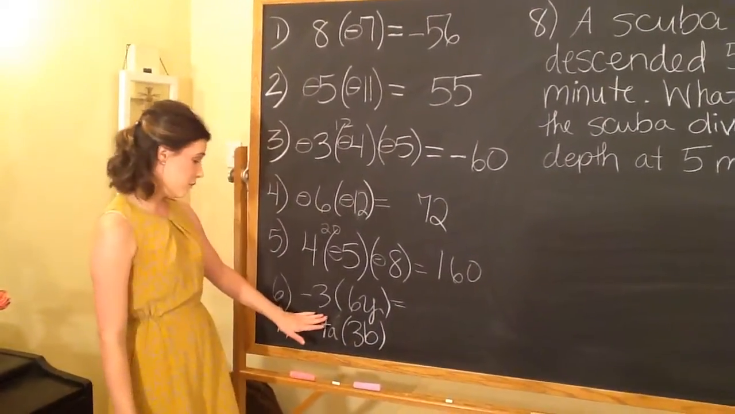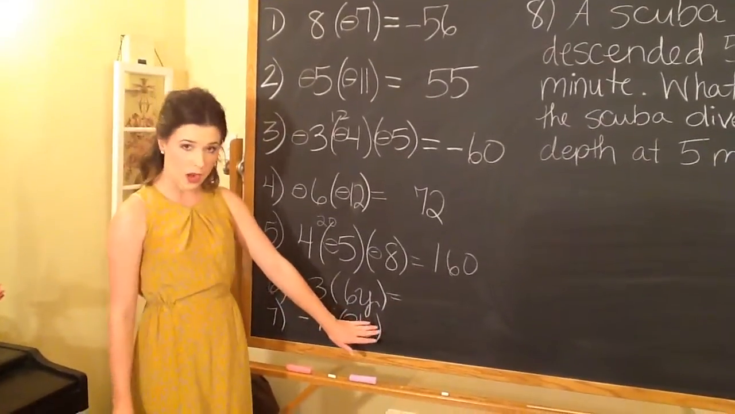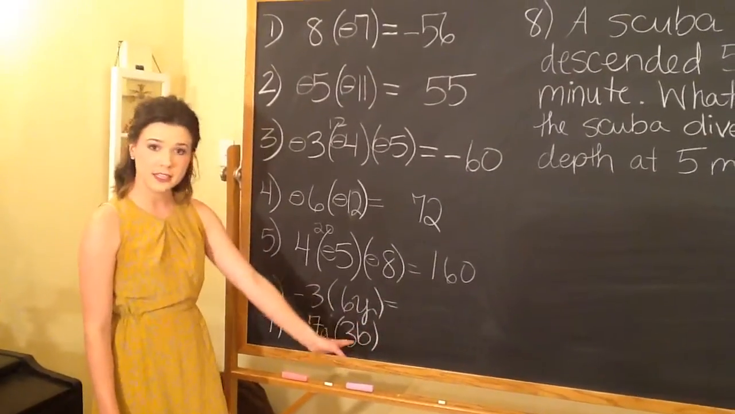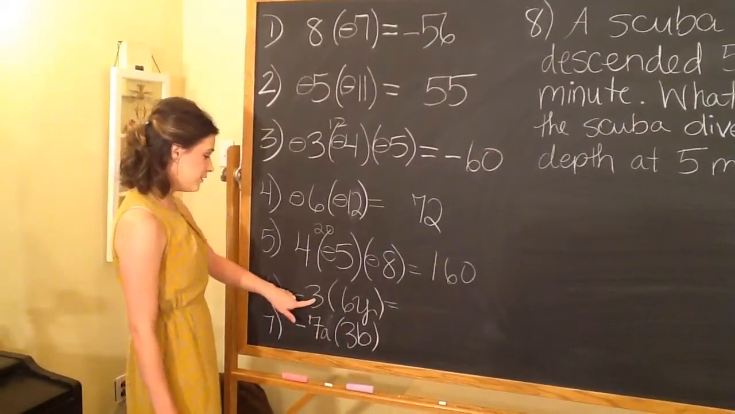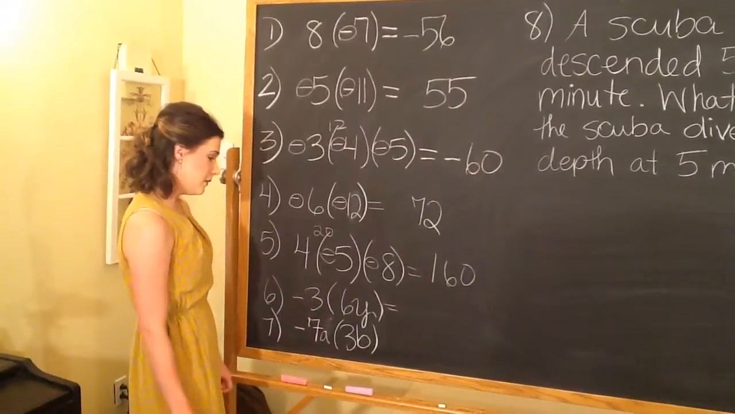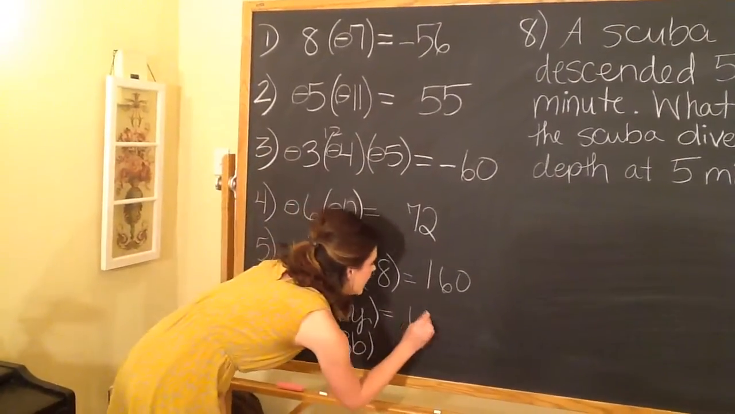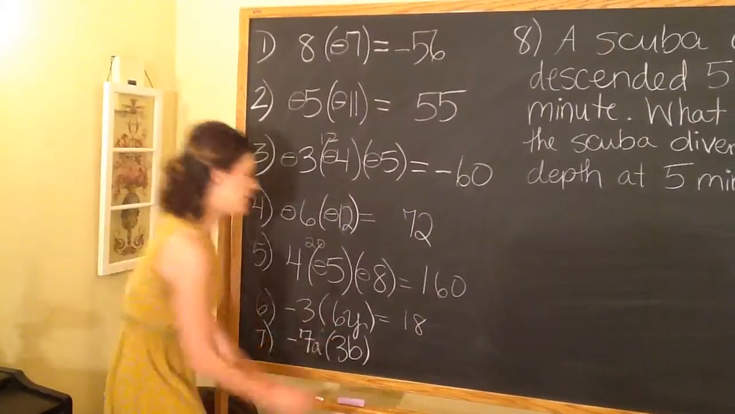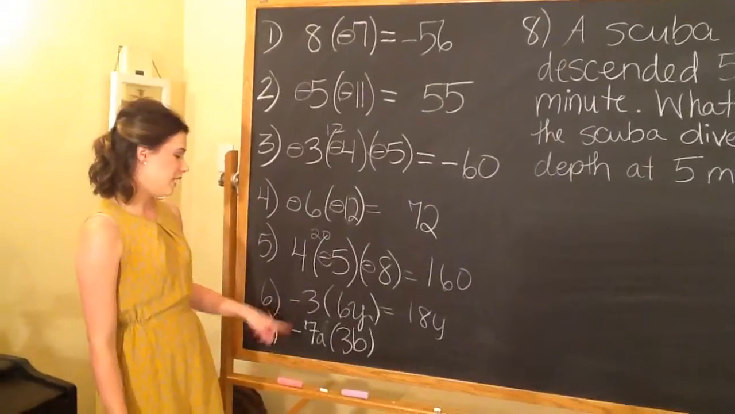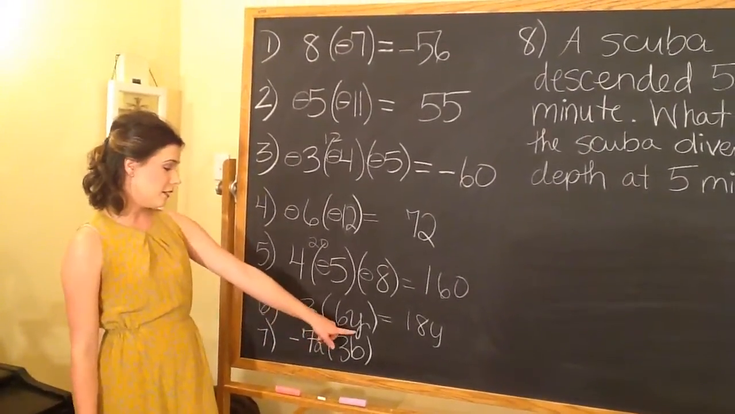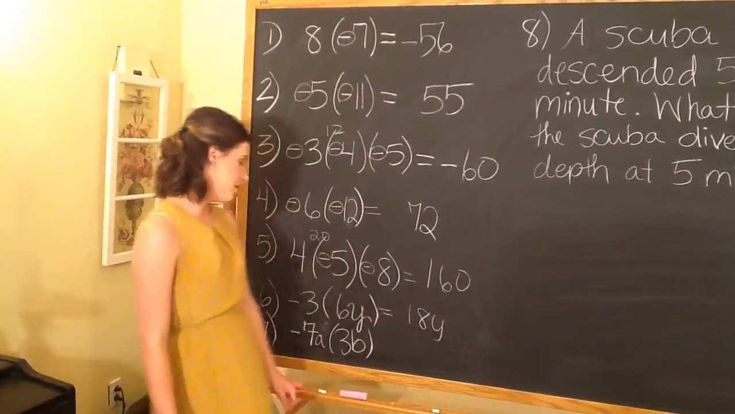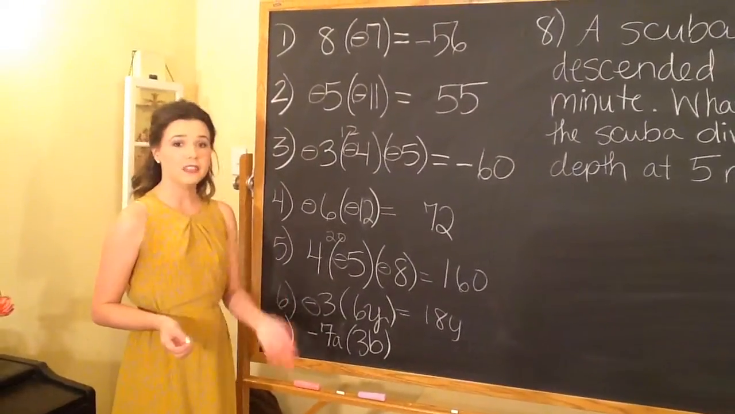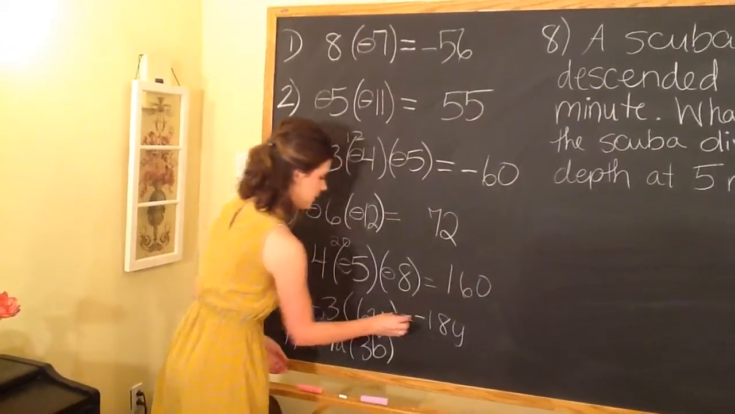So if we have negative 3 times 6 times y, we're going to have to multiply this 3 times everything that's in the parentheses. So we're going to first do 3 times 6, which is going to give us 18. And then make sure that we have our sign right. So we did 3 times 6 times y, which gives us 18y. Now we're going to go ahead and count our signs. We have one negative sign, and that's an odd number, so our answer is going to be negative.